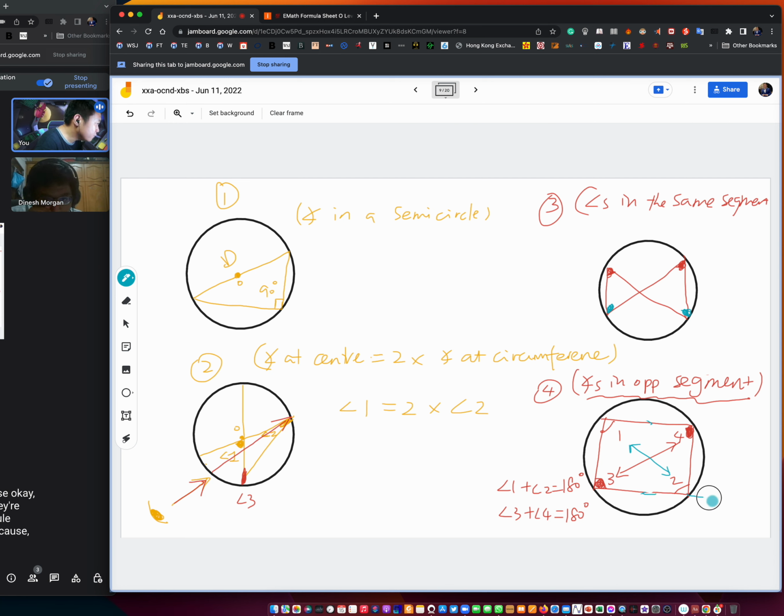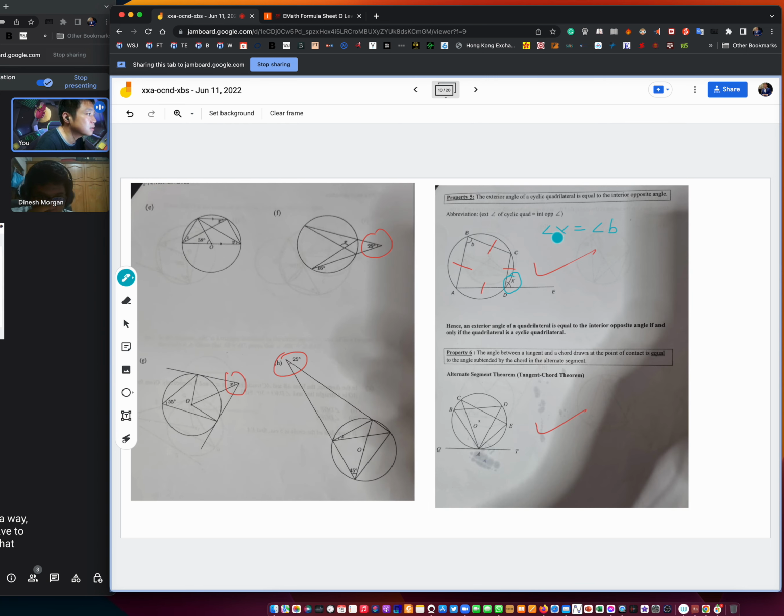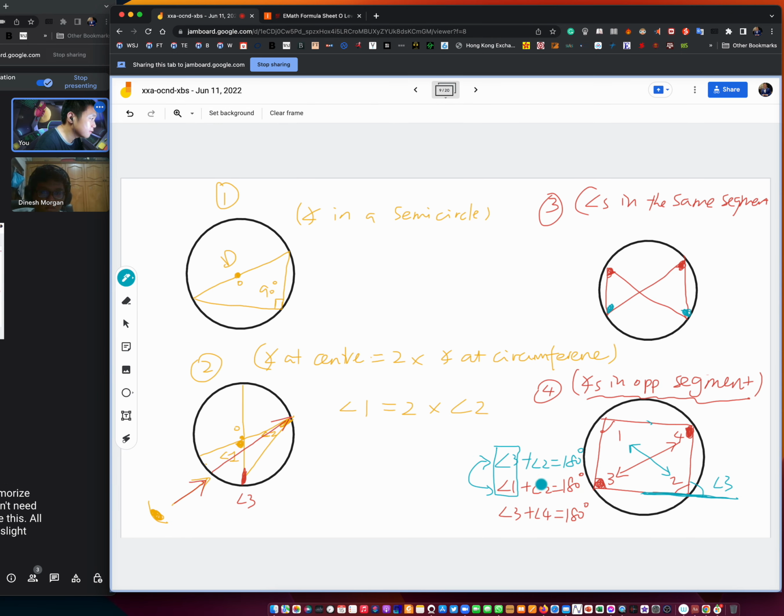if you extend this out, this angle 3 plus angle 2 gives you 180, angles on a straight line. Can you see that? That's why angle 3 and angle 1 are the same. So in a way, you don't have to remember the external angle of a cyclic quadrilateral. You don't need to memorize this. All you need is slide 9, this one, rule 4. Does it make sense?